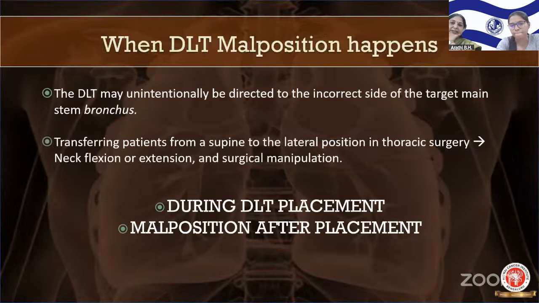So when does it happen? As I told you, it is during placement or after, during the positioning. Most commonly, DLT malposition happens during DLT placement, when the DLT may be unintentionally directed to the incorrect side of the target mainstem bronchus, or after placement, like transferring the patient from supine to lateral position in thoracic surgery. If the patient has neck flexion or extension, or surgical manipulation, it may cause displacement of the DLT.